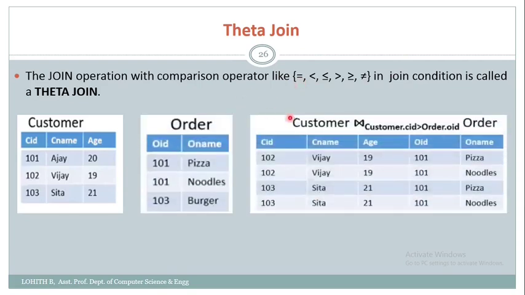You can see that after joining the customer and order relations, the join condition consists of a greater than symbol, that is customer ID greater than the order ID. So the resultant relation looks like this, where it consists of CID and OID also. Here CID will always be greater than the order ID. Customer ID is always greater than the order ID. So that was the condition. So that's about the theta join.